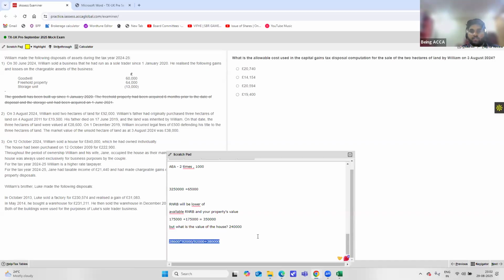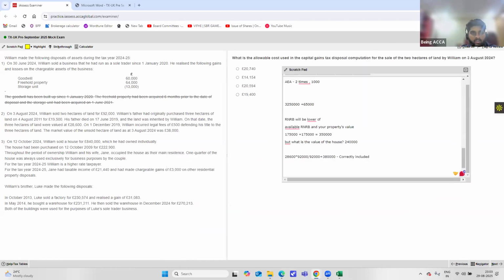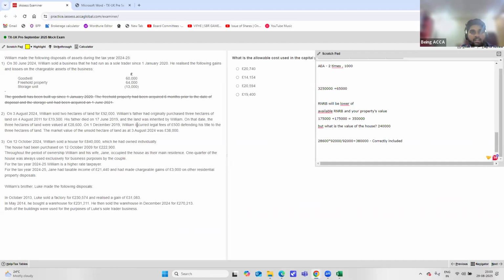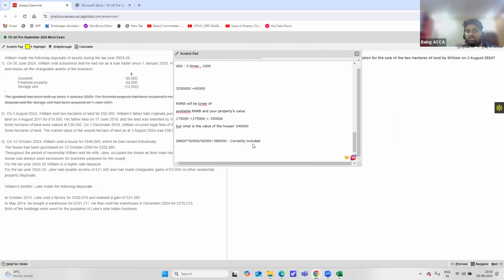Until this part, you will be able to calculate the cost correctly. This cost is correctly included. But next, the point that you missed out on would be the part where it says legal fees of 500 were incurred defending the title to the 3 hectares of land. So legal fees are also a deductible expense for capital gain computation. So it will be 500 into 92,000 divided by 92,000 plus 38,000. That is how you will get your total cost.